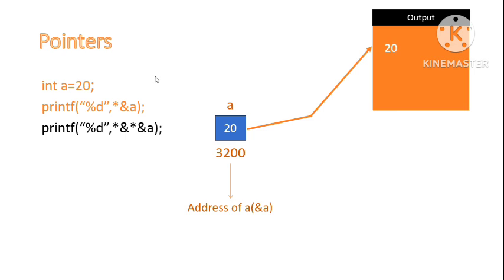Now we will come to the third one. The third one is *&a. Now we will evaluate it in a step-by-step fashion, evaluating from the right side. First &a. &a gives 3200. That is the address of a.